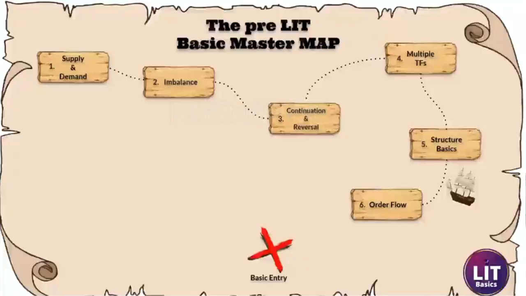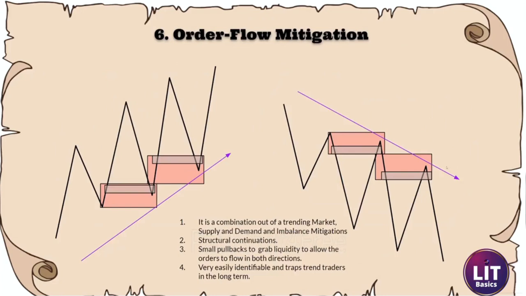Order flow. Again, I'm sure a lot of the smart money traders already know about this, but maybe there are some of you who don't. So let's cover what it is. Order flow is present in a trending market with consecutive mitigations. If we go all the way back, that would be your supply and demand combined with imbalance mitigations to get those refined mitigations. So it's just small pullbacks to grab liquidity and allow order to flow in both directions.